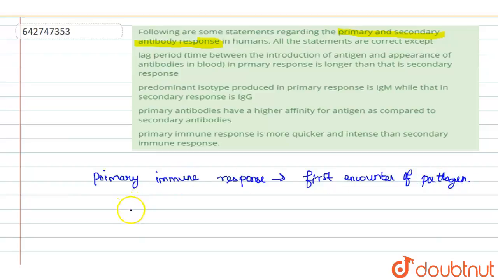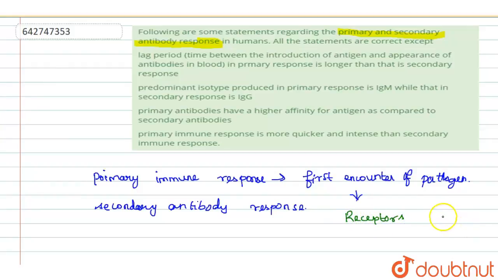So if the same pathogen repeatedly enters our body, it is called the secondary antibody or immune response. So the primary immune response will take a longer time to develop. This will take a longer time to develop receptors, and receptor development and memory cells. So these memory cells will help secondary antibody response to act quickly. So now we are going to discuss these points.